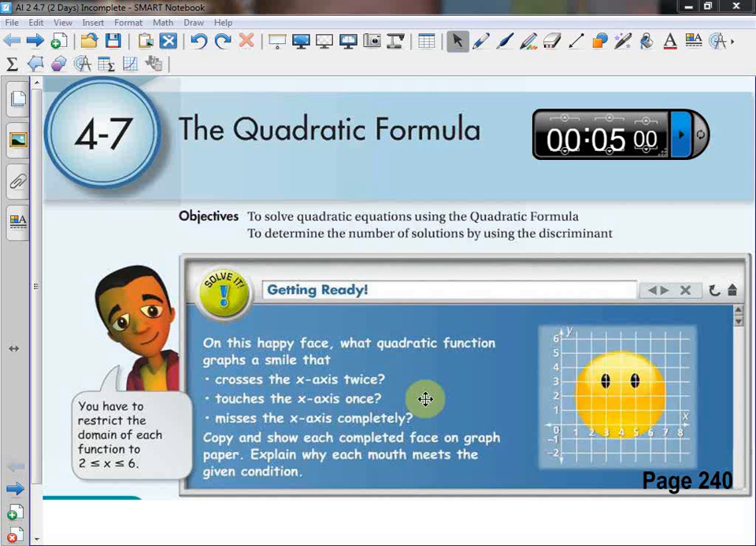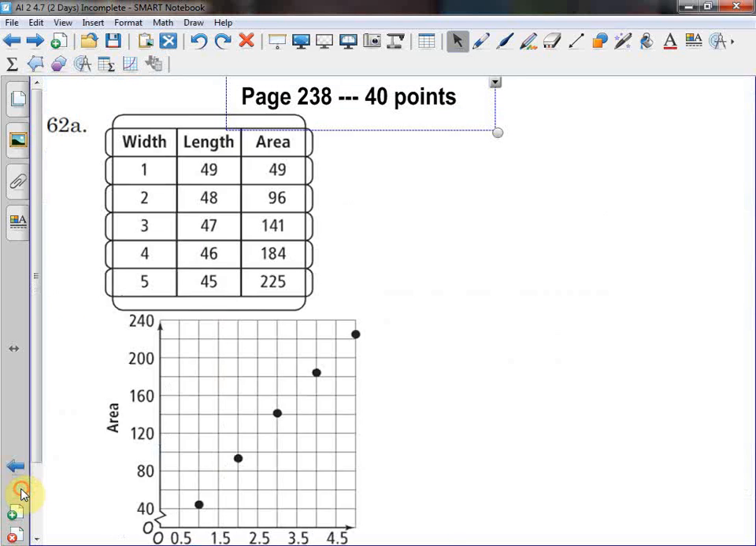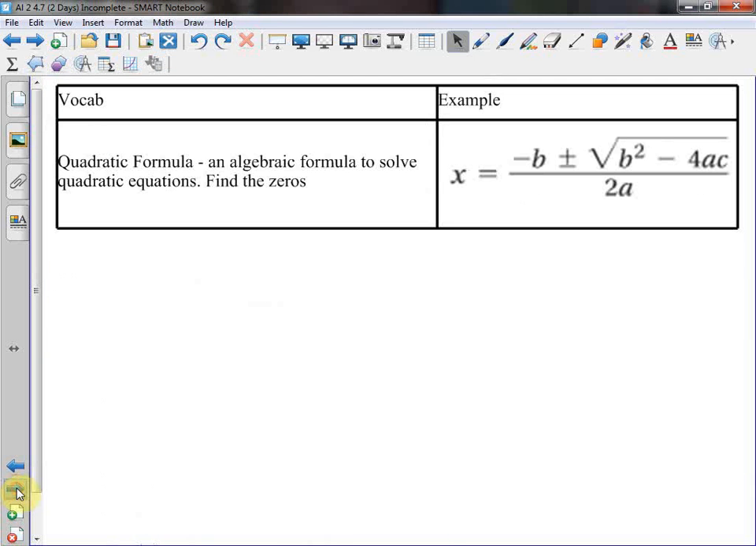Hopefully you paused and you've done the warm-up already, and you've got some foreshadowing happening for this lesson. We have vocab, and really today we're only talking about one thing, and that's the quadratic formula, the title of this lesson. The quadratic formula is just an algebraic way to find zeros. There's no graphing involved, no factoring. It's a formula. So this is the formula.